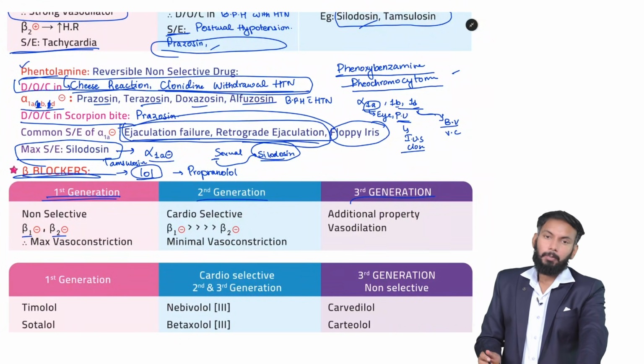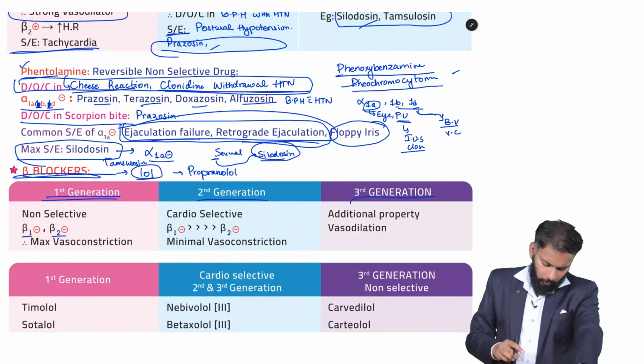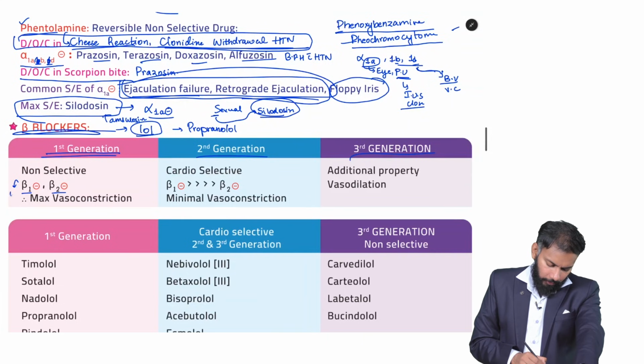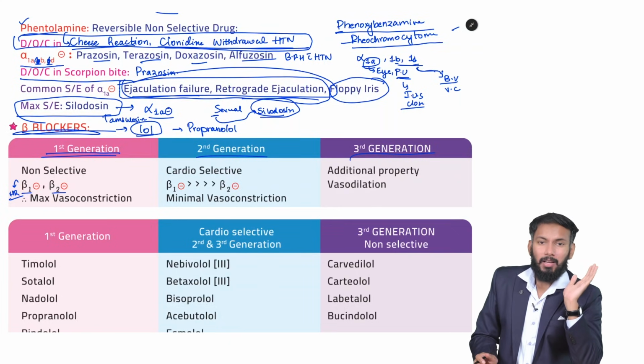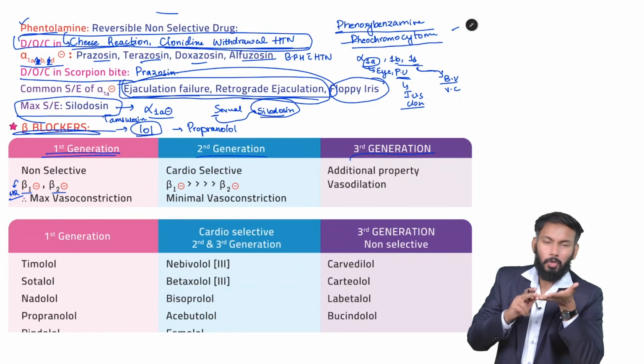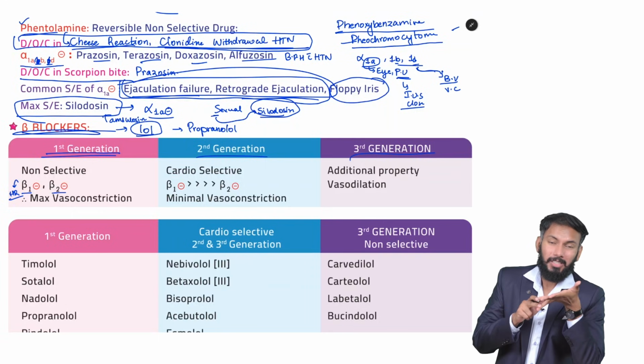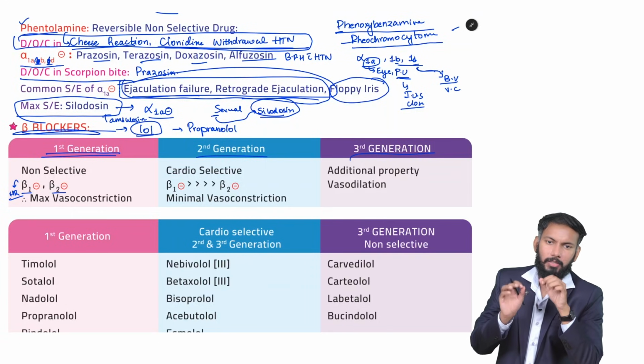So if it is blocking beta 1, what will it do? It will decrease the heart rate. So it can be used in patients who are having increased heart rate and such. Yes, you will see it in cardiac heart failure, chronic heart failure. You will also use it in patients with hypertension. You will study all of this in CVS.